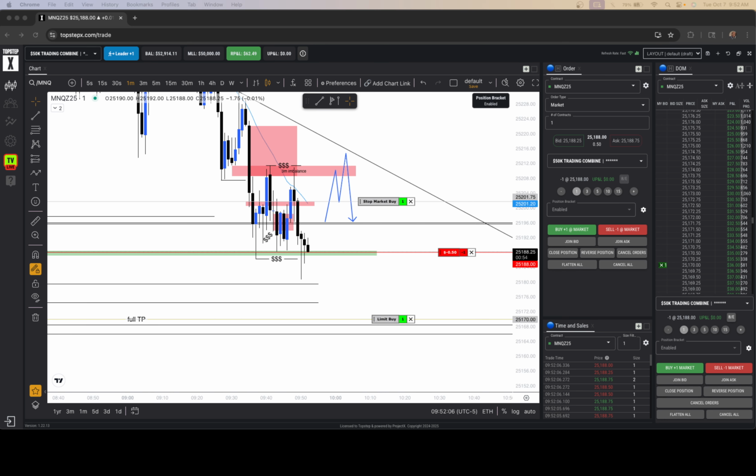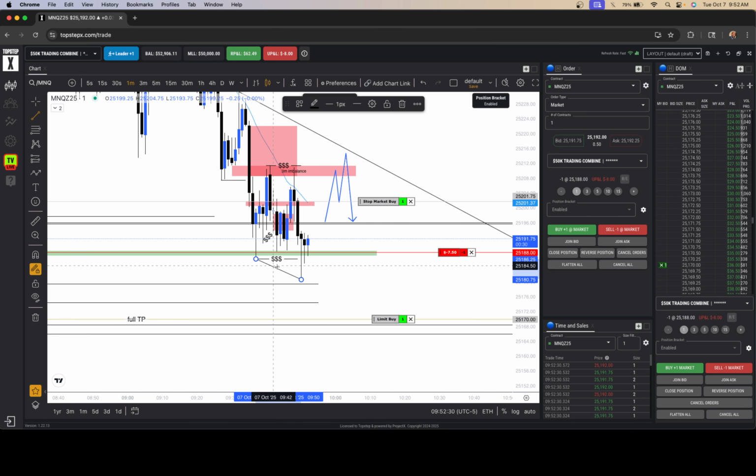A lot of times when I play the opposite, we end up taking it out. Can't tell if this is a SMT at the lows. 73888. So it's equal lows on ES, but a lower low on NQ, or MNQ, which is right here. Equal lows on ES and MNQ were right here.